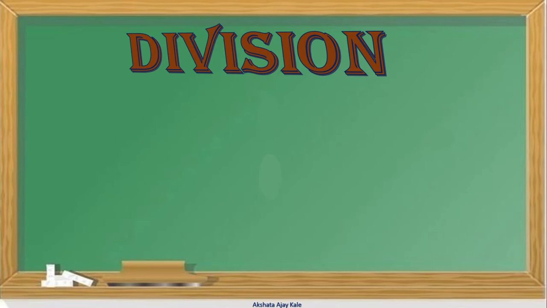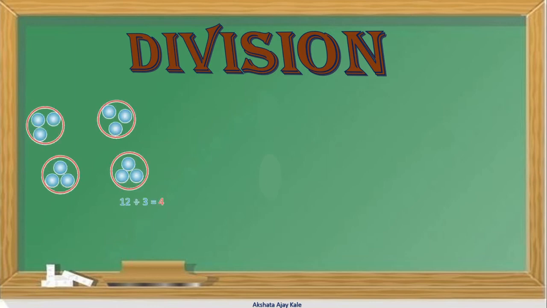Now division. Division is nothing but sharing, right? Or making groups. Here 12 balls are there and they are divided into 4 equal groups. Means each group has 3 balls. Isn't it? That is nothing but division. Equal grouping. Equal grouping is nothing but division.